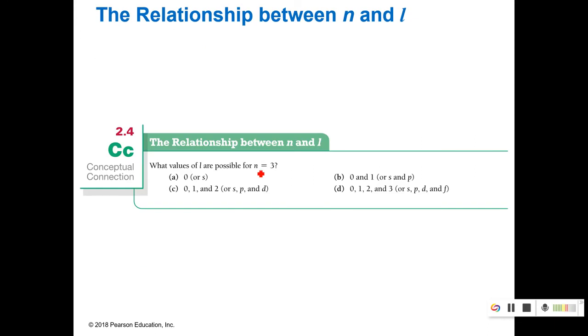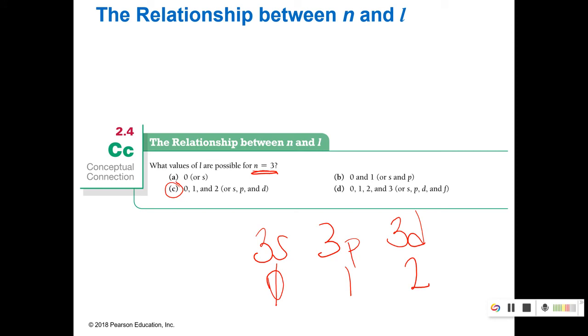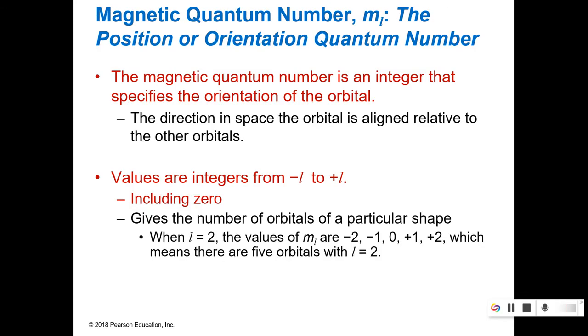So here, what are the possible L values for N equals 3? So in 3, I've got 3S, I've got 3P, but don't forget about 3D. So L is 0, 1, and 2. So while D is technically on row 4, it belongs to the energy level 3. Okay, so you need to make sure you understand that.